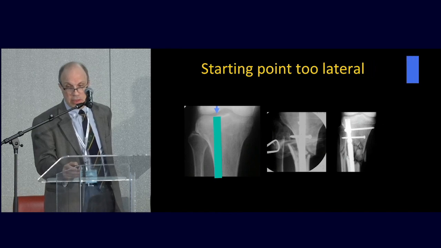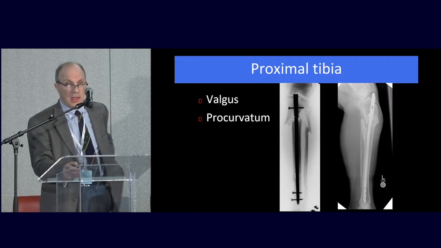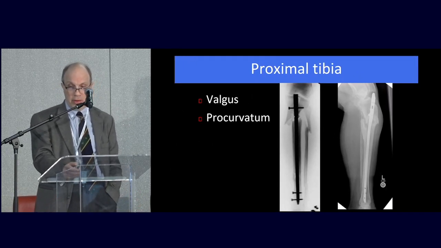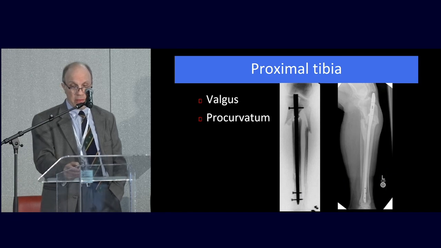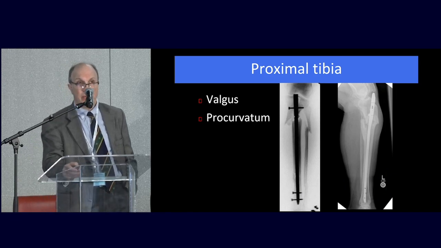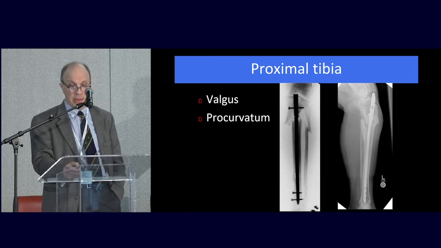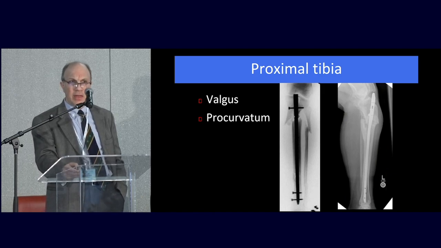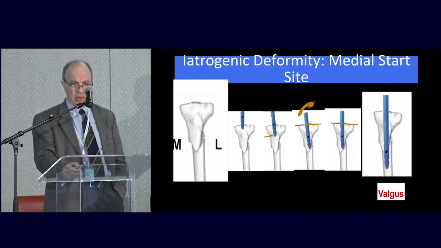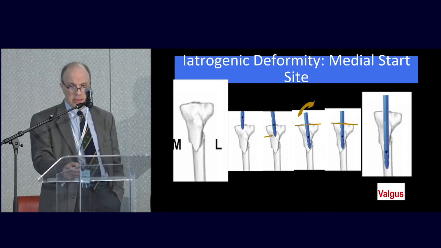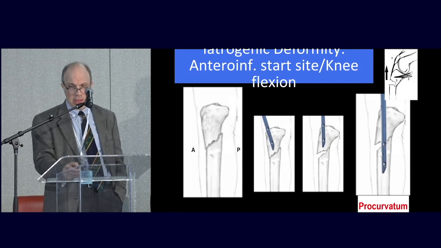I think you need to get a good AP view of the knee, whichever position you are operating in. Again, this is the typical deformity after a proximal tibia fracture. I show an example here, an exaggerated example. Most often it's not that much, it's usually 10 degrees or so, but for the sake of showing it. Again, medial start site, this is what happens, valgus.